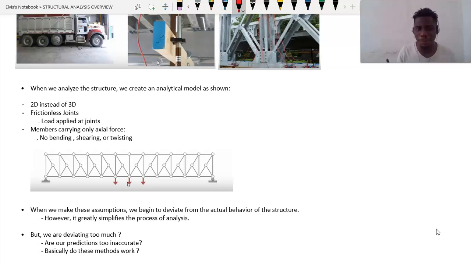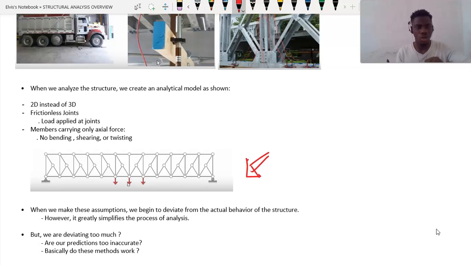As you can see, guys, if you take a look at this picture here, this is a 2D picture of a bridge, right? So this is a 2D picture of a bridge. So we are always going to take this structure, or these buildings, and represent them using an analytical model, and we're going to use a 2D model.